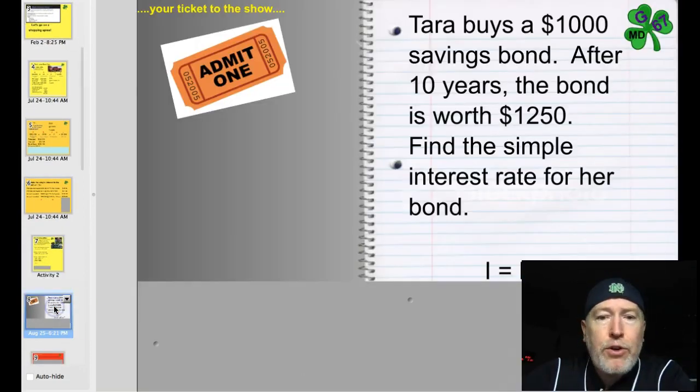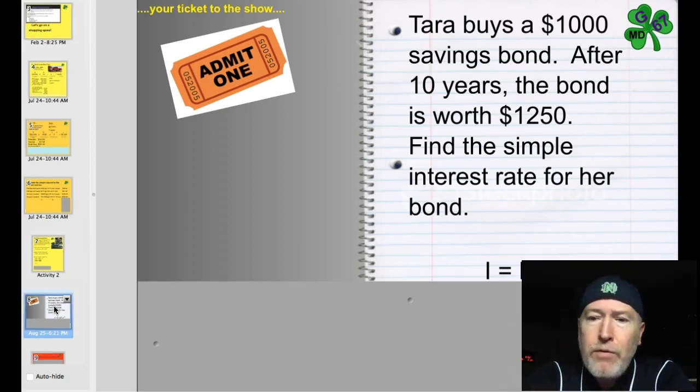All right, time for your ticket to the show. Tara buys a $1,000 savings bond. After 10 years, the bond is worth $1,250. Find the simple interest rate for her bond. Go ahead and see if you can figure that out. What? You're struggling a little bit? All right, let me just help you a little bit here.